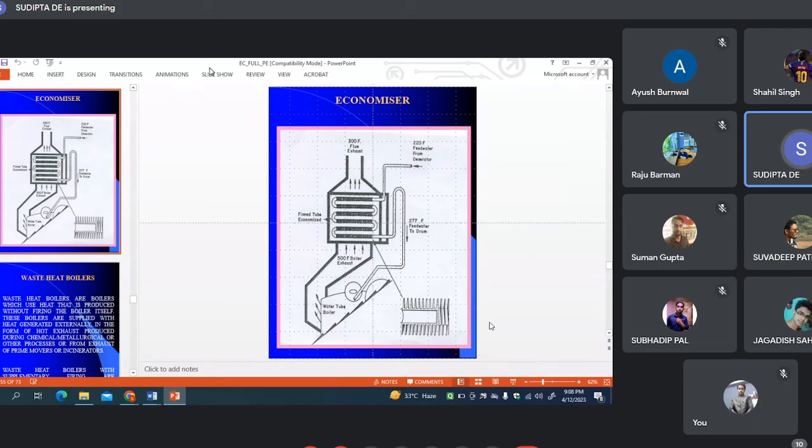The basic structure of the economizer is nothing other than a simple shell and tube heat exchanger structure. Tofat, what is the special characteristic of an economizer? This economizer is generally used for heating liquid exactly at the saturation temperature or closer to that, especially in a boiler.